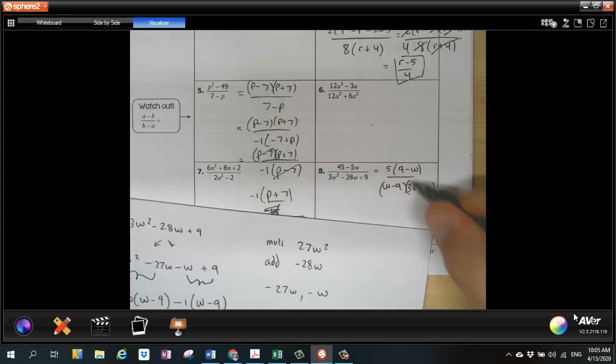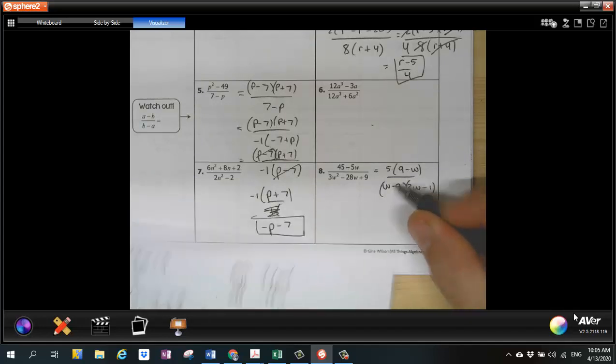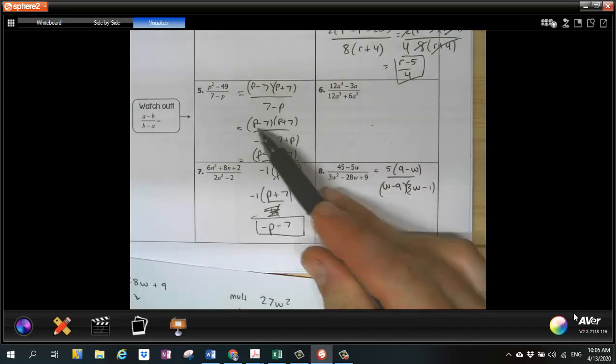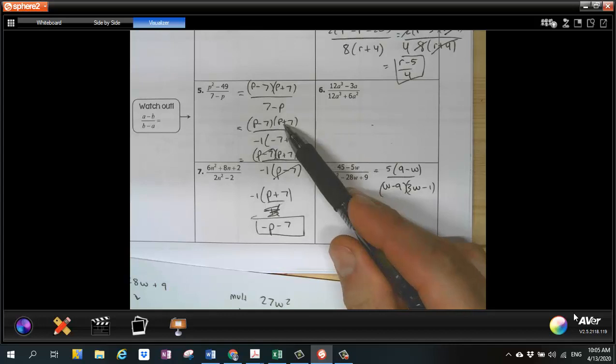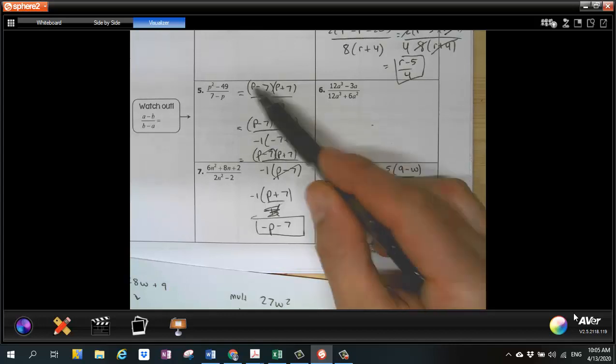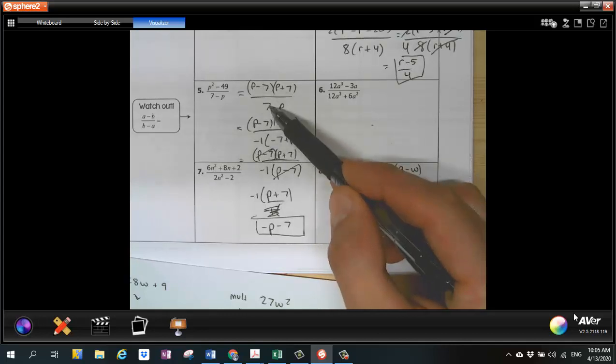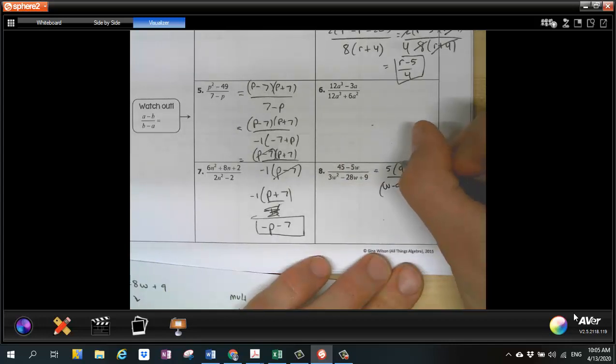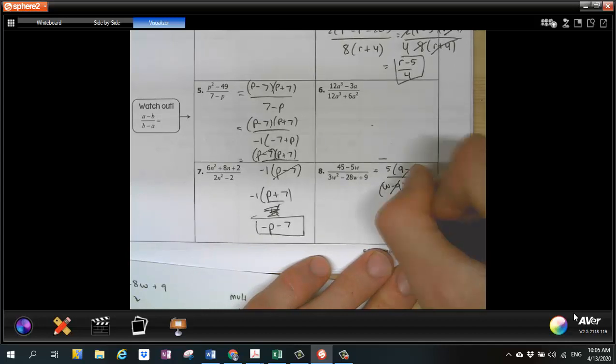Now these will cancel, but once again, one of them's negative. So this one really is a negative w minus 9, just like we did in the previous problem right here. We had 7 minus p and p minus 7. Those are really the same. It's just that one has a negative pulled out. So we're going to pull out the negative from this one and cancel. If you pull out a negative, you can cancel these two terms again. And that turns into negative 5 over 3w minus 1.